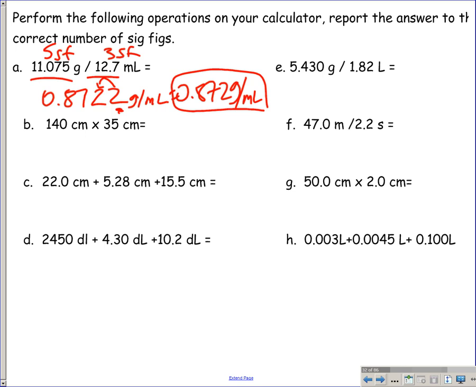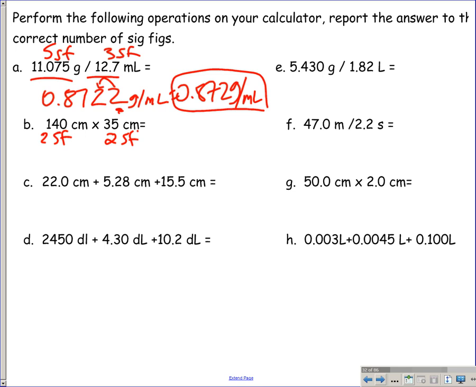Let's do B. How many sig figs in this one? What's your thought process? Absent or present? Absent, start from the Atlantic over here, right? Start counting at the 4 and then the 1. So there's 2 sig figs. So I got 2 sig figs here, 2 sig figs here. They're both weak, so I'm going to include 2 sig figs in my final answer.